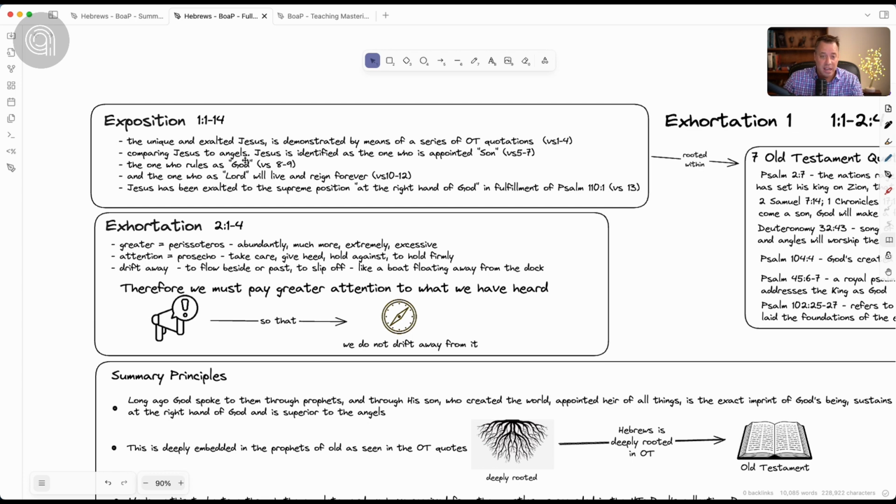He's comparing Jesus to angels, that Jesus is identified as the one who's appointed Son, the one who rules as God, the one who is Lord and will reign forever and ever. Jesus has been exalted to the supreme position at the right hand of God, fulfillment of Psalm 110:1. That's what he's doing in the exposition. He's giving them a context. He's giving them an understanding of who Jesus is, and then he gives them this exhortation.